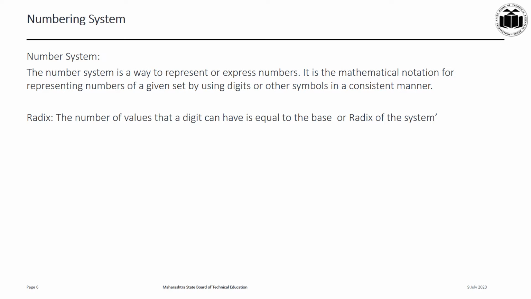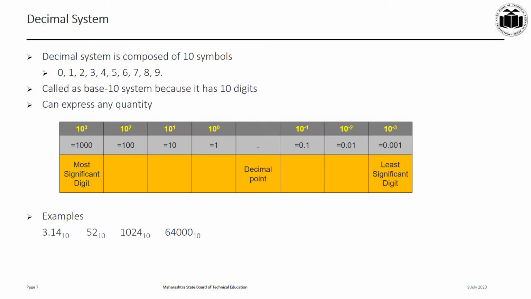One of the number systems that students are familiar with is the decimal number system. There are also other number systems like binary number system, octal number system, and hexadecimal number system, about which we shall study in this presentation. As computer architecture supports these number systems, we need to study them and also need to know the conversion of one number system to another. Coming to radix or base: what is a radix or base? The number of values that a digit can have is equal to the base, which is called the radix of the system.